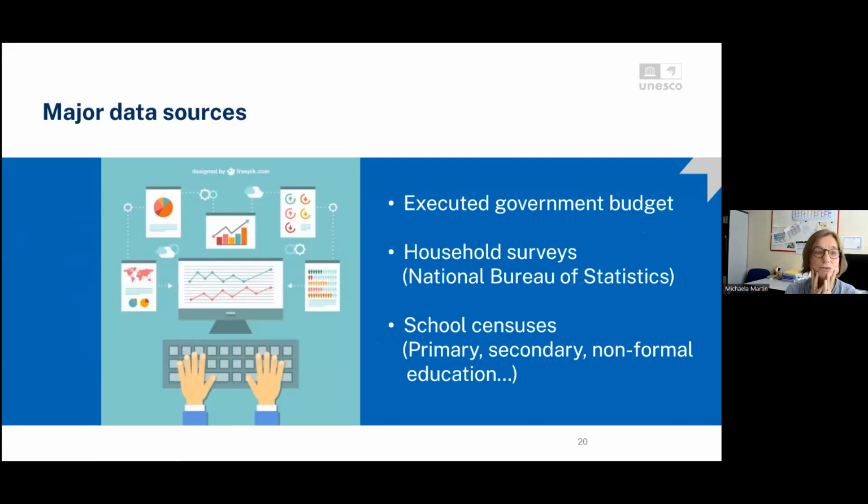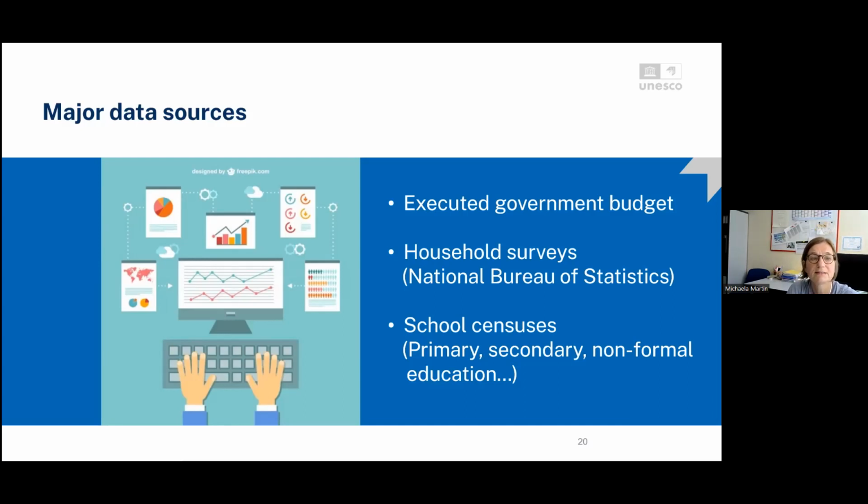So now is the issue of what are the major data sources that we can tap into to actually respond to these questions that I have raised. Number 1, there is, of course, the executed, often audited, government budget. This is different from the planned budget. So what we typically look into is the executed government budget, the money that has really been spent, because between what was planned to spend and what has been spent, there may be quite a discrepancy.